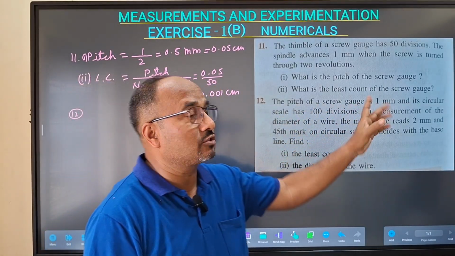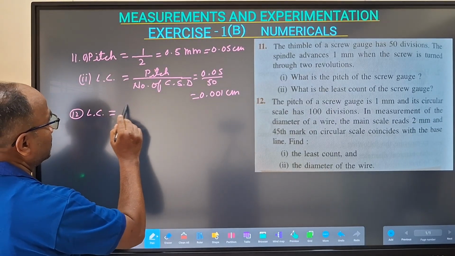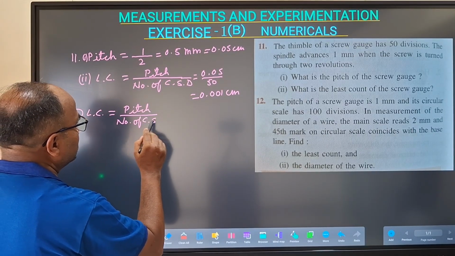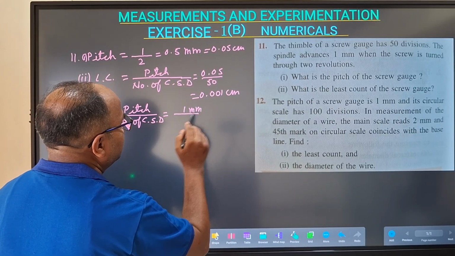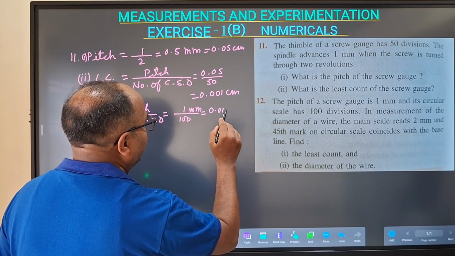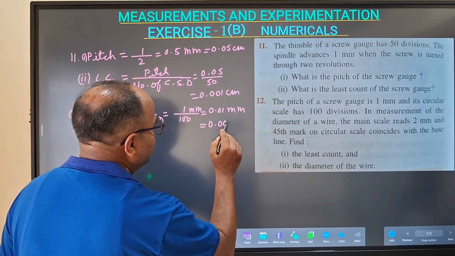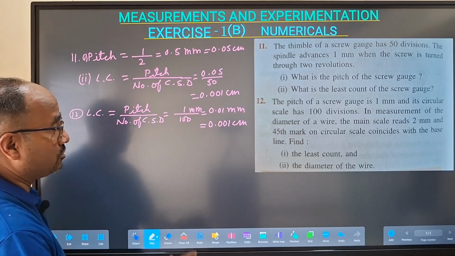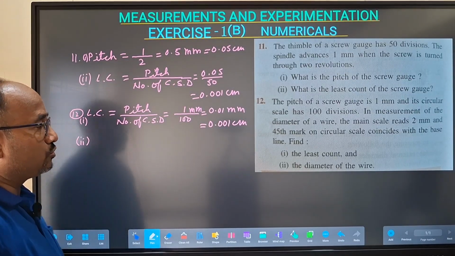So first of all, the pitch of the screw gauge is given to us as 1 millimeter. We don't have to find the pitch. So least count is equal to pitch by number of CSD, circular scale division. So 1 millimeter divided by 100. So 0.01 millimeter. If I want to change it to centimeter, 0.001 centimeter. Okay, so we know the least count. That is your first answer. Now the second part is to know the diameter of the wire.